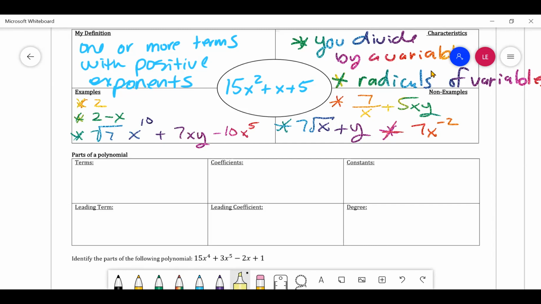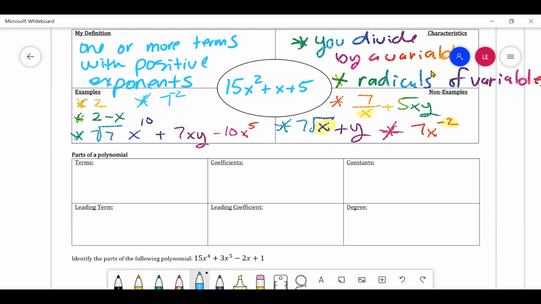But again, what you'll need to know for Delta Math is a lot of it is basic. There's no solving. It'll just ask you, is this a polynomial? Yes or no. Things to look for: you cannot divide by a variable, you cannot take the square root of a variable, and you cannot have a negative exponent on a variable. You can have a negative exponent on a number. If I did 7 to the negative 2, that's okay. It just can't be the variable.